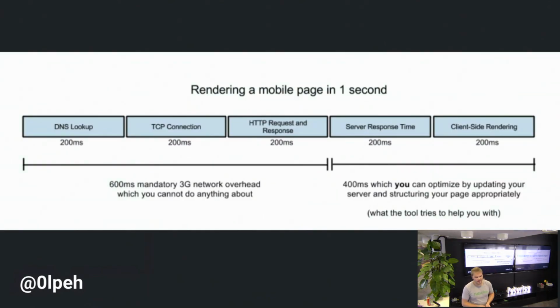So if you think about it, on a 3G network, I don't have the latency here, but anyways, it would take about 200 milliseconds to do the DNS lookup, and then 200 milliseconds for the TCP connection, 200 milliseconds for the HTTP request and response, and then on your server, it might take 200 milliseconds for you to respond. And then it would only leave you 200 milliseconds on the client side to optimize for. So you have to do a really good job if you want to render a page in 1 second on a 3G network.